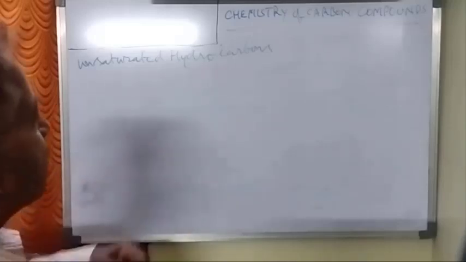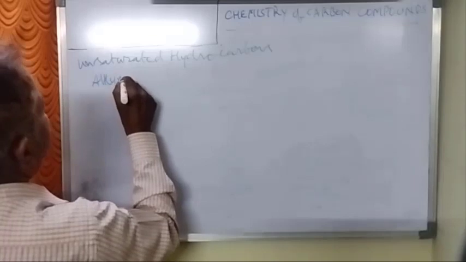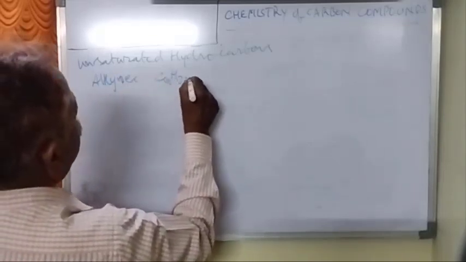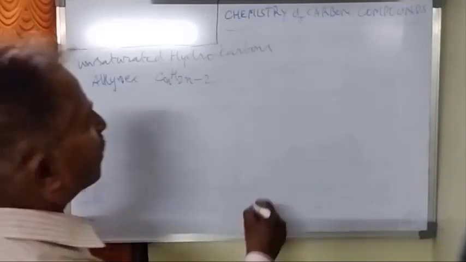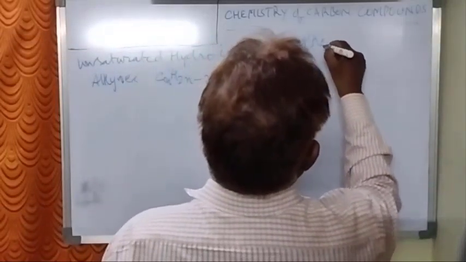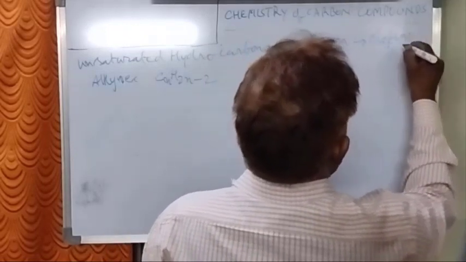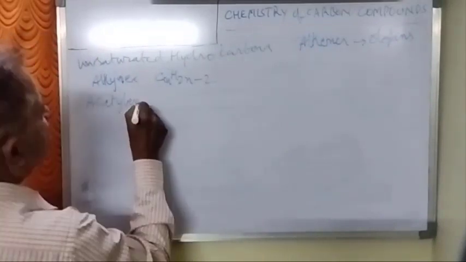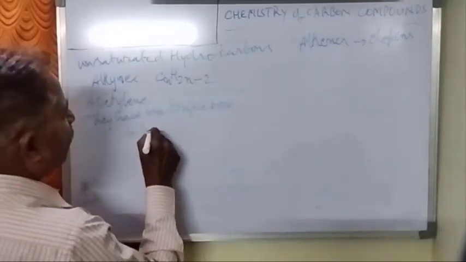Now let us see unsaturated hydrocarbons with one triple bond, that is alkynes. Alkynes have the general formula CnH2n minus 2. See, previously we discussed alkenes. Alkenes are commonly known as olefins. Alkenes are referred to as olefins. These alkynes are referred to as acetylenes. They have one triple bond in between any 2 carbon atoms.